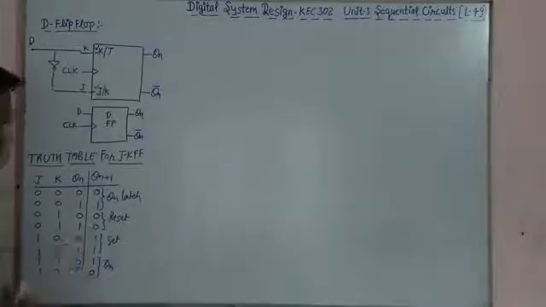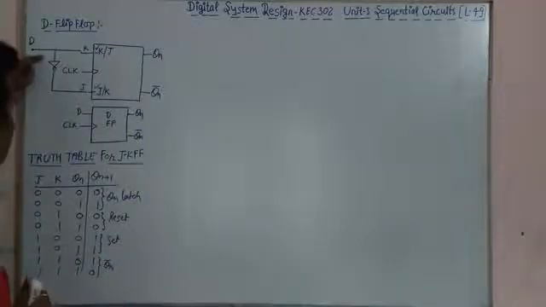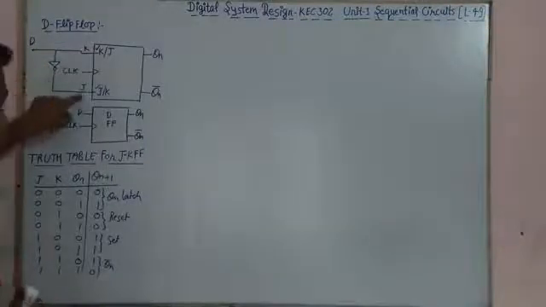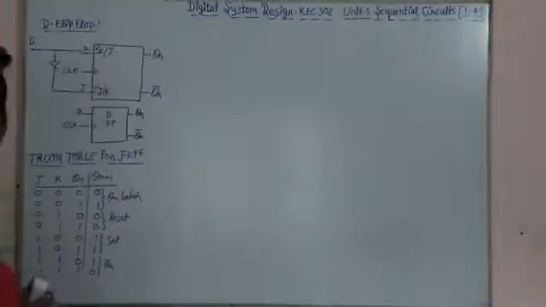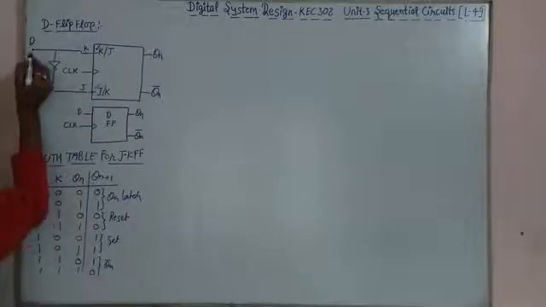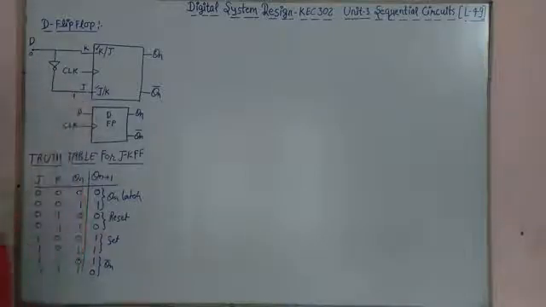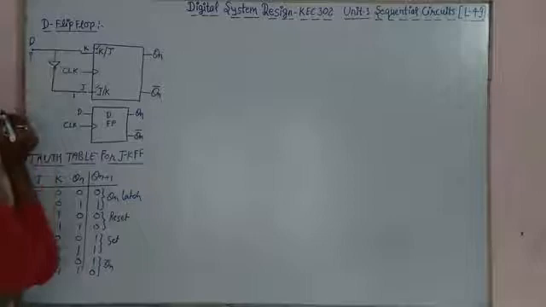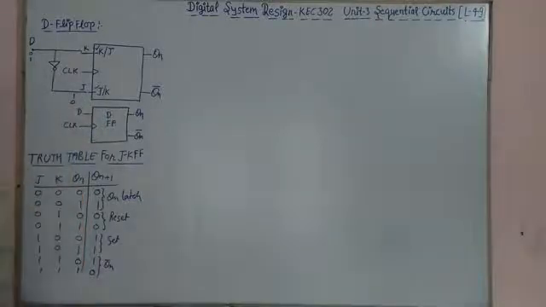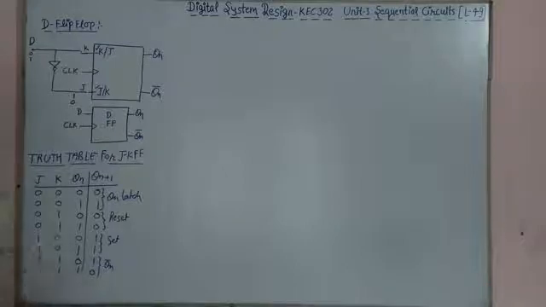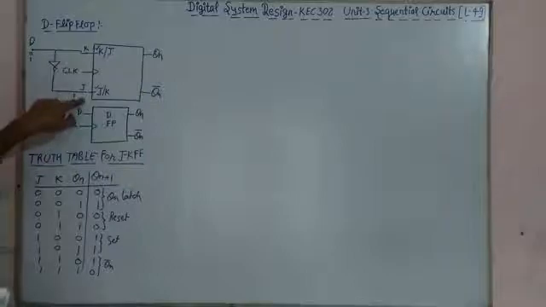You can see here you are giving D directly to the K and the complement of D to the J. So if you give the value 0 here, the value for K will be 1. If you give D as 1, for J it will be 0. So both inputs J and K here are different. Whatever you give for J, K will be its complement.